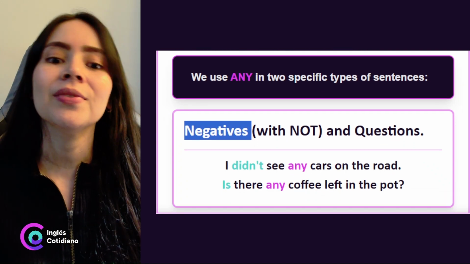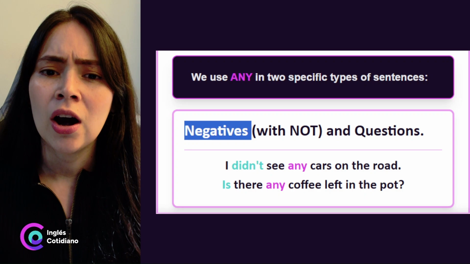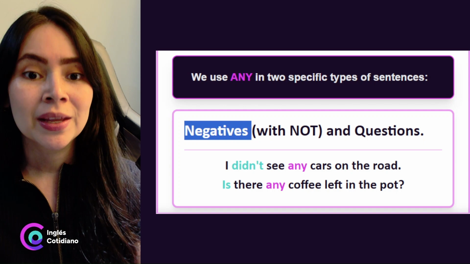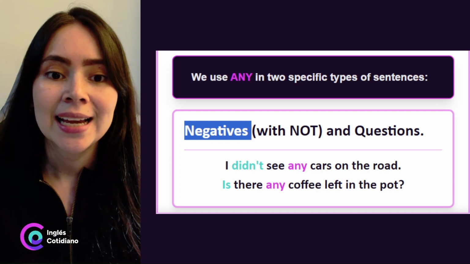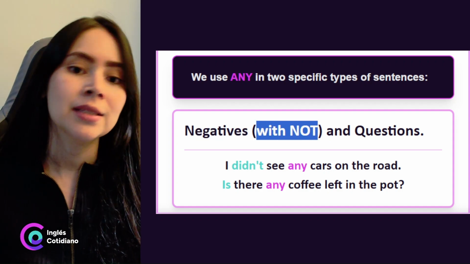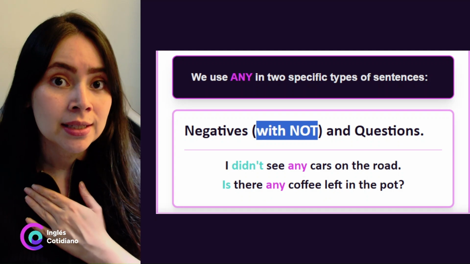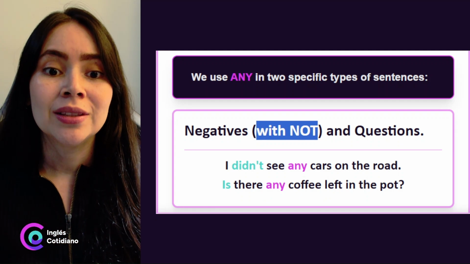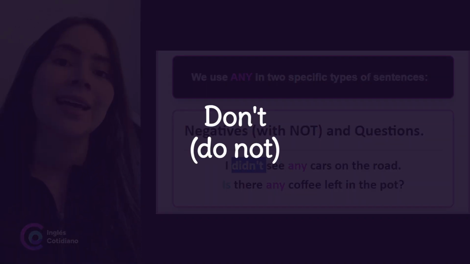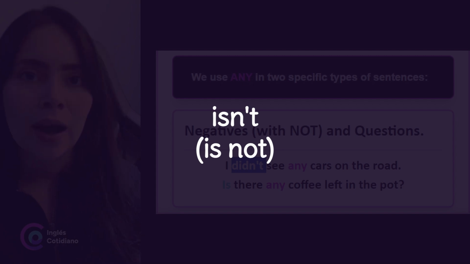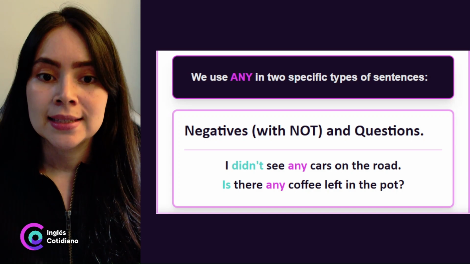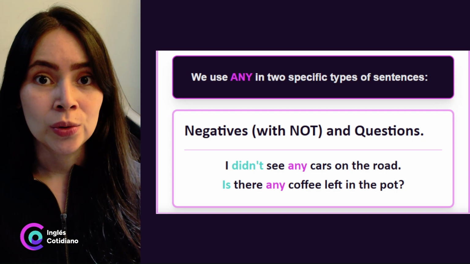For instance, I didn't see any cars on the road. Check this out. In this negative sentence, it says negatives with not. That means that when we use any in our sentences, we need to use the negative conjugation: didn't, don't, doesn't, isn't, aren't, etc. So for example, here it says, I didn't see any cars on the road.